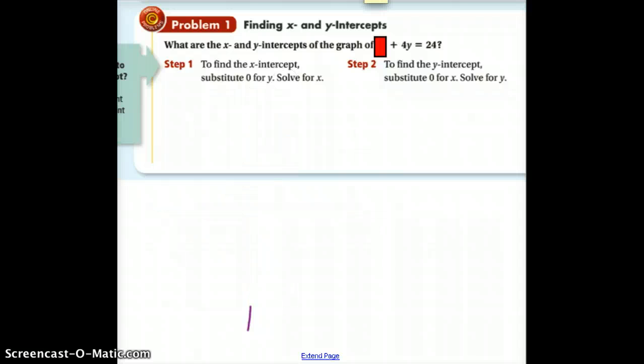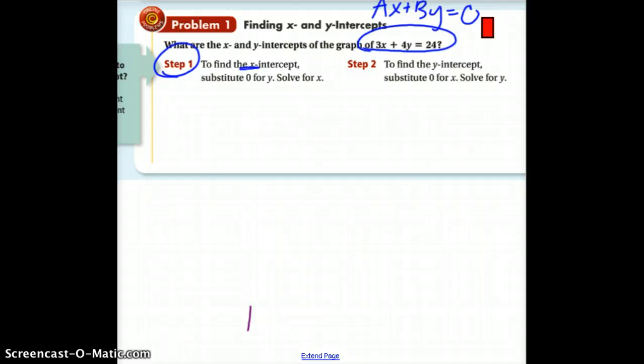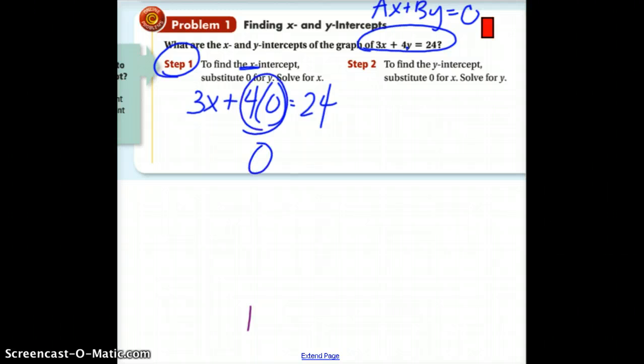Now, given the equation, here's the equation set up in standard form: Ax plus By equals C. Step 1, to find the x-intercept, I put 0 in for y, because we know that at the x-intercept y equals 0. I'm going to rewrite the equation, putting 0 in for the y. When I do that, this is just a big old 0. Anything times 0 is 0. So basically, I'm looking at just 3x equals 24.